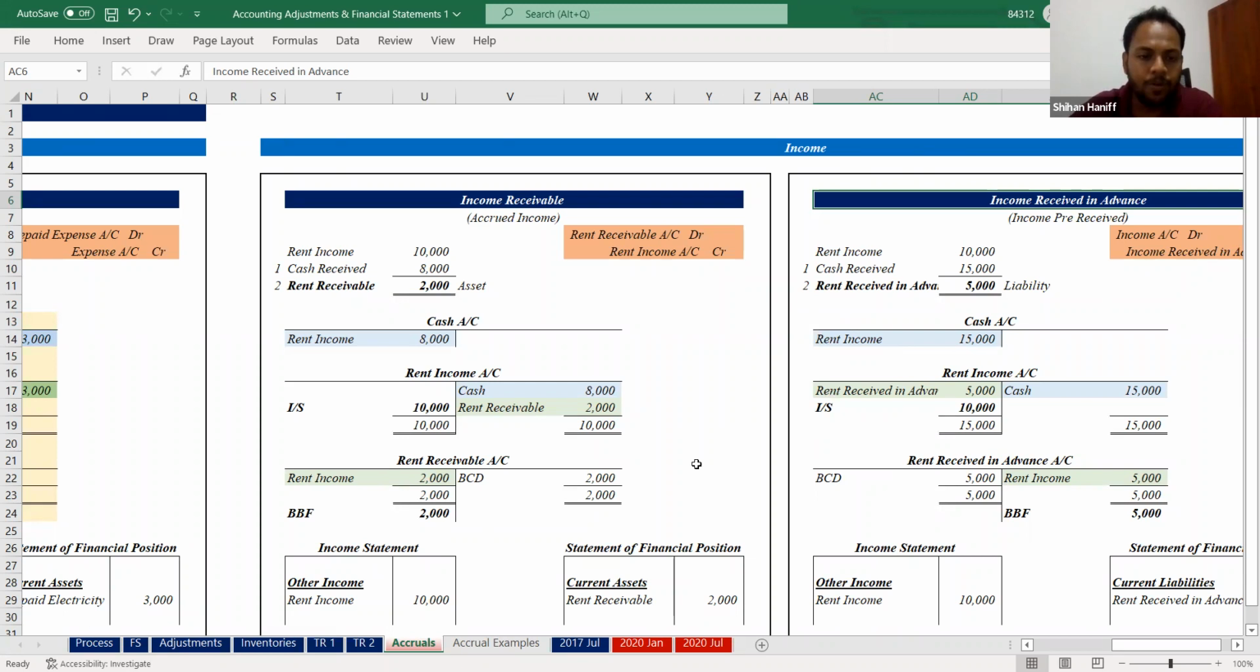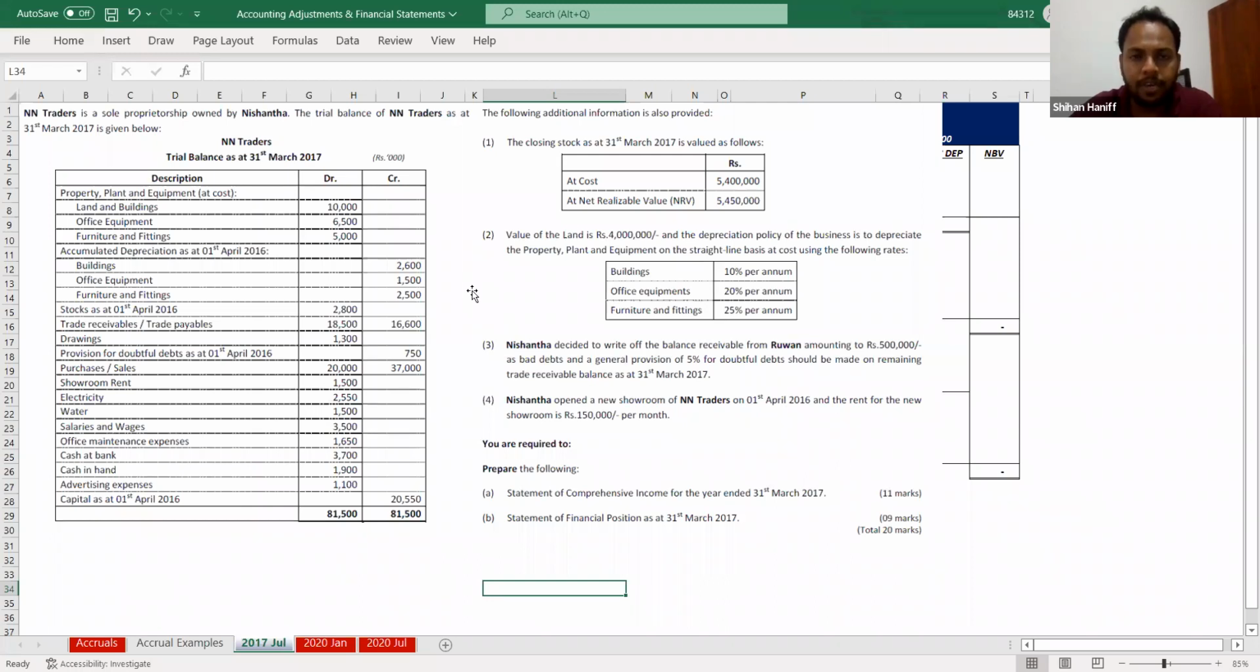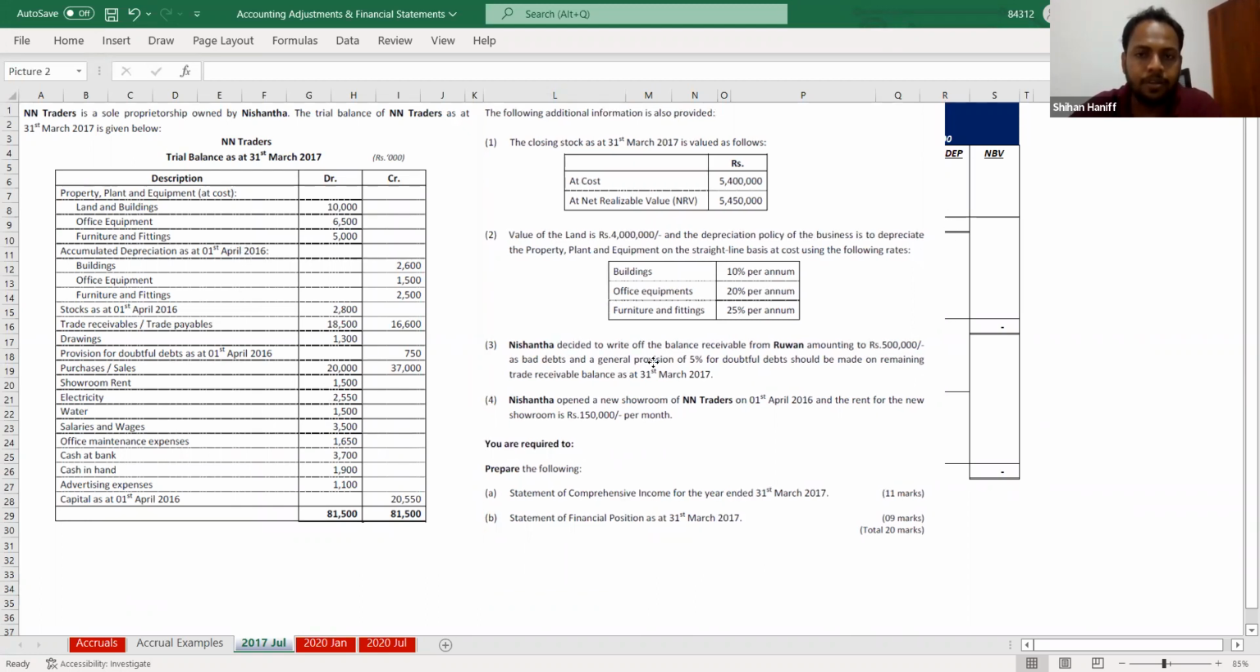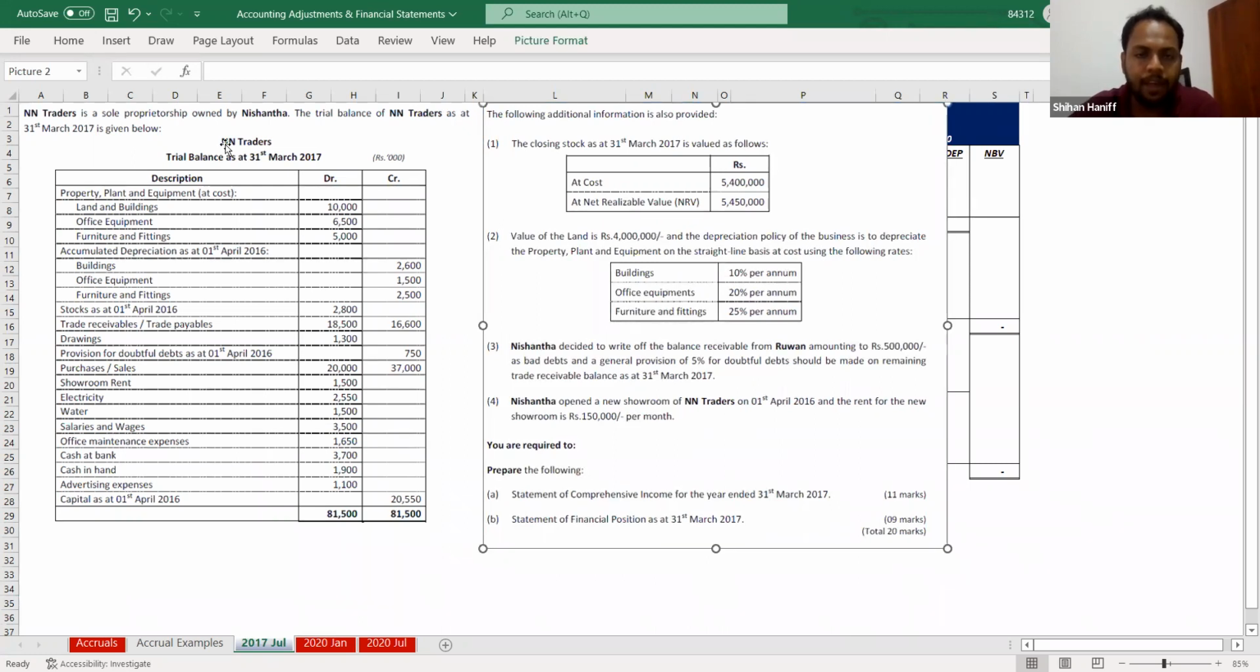Okay, so what I'm going to do today is let's prepare basic financial statements with adjustments using the trial balance. Okay, I'm going to do this question on NN Traders. So you all can do the question with me. Okay. So let me read the question.